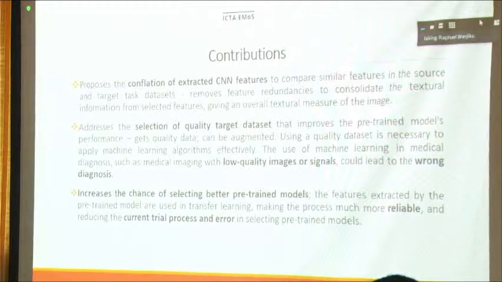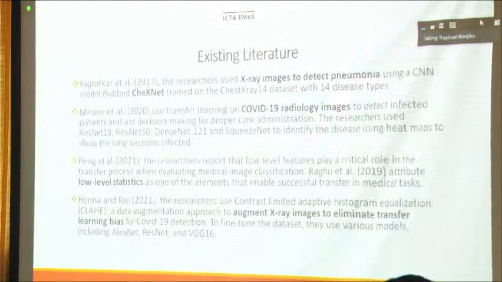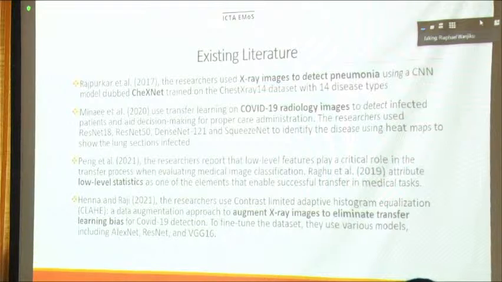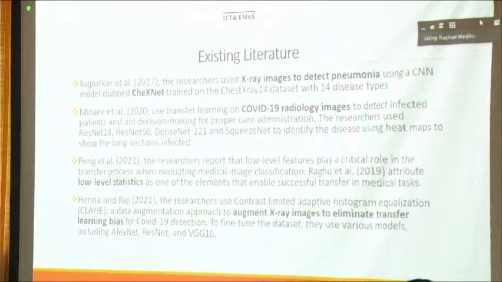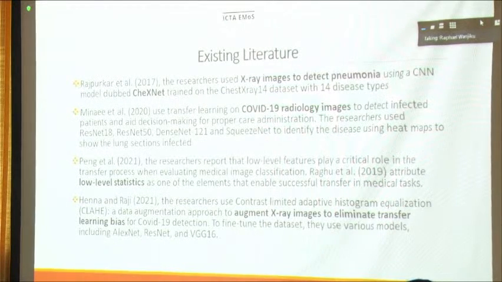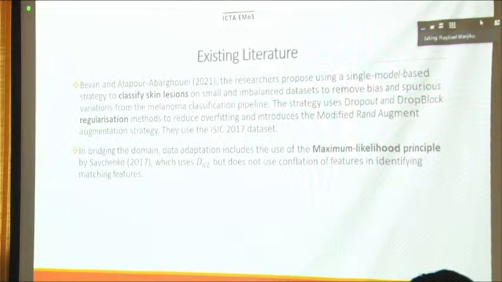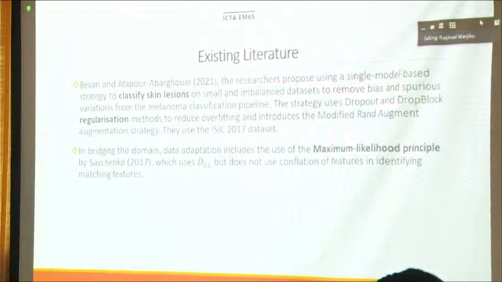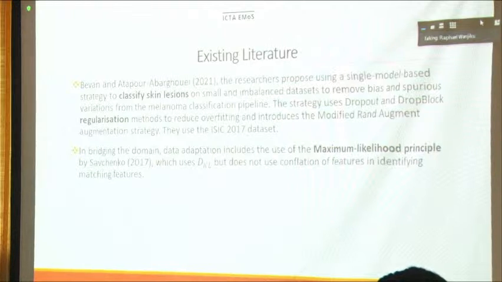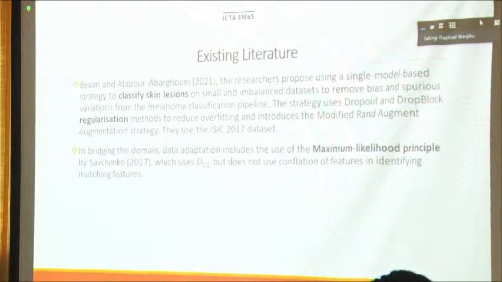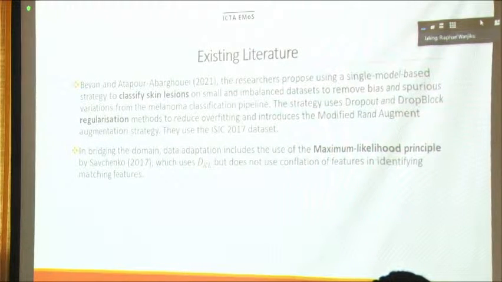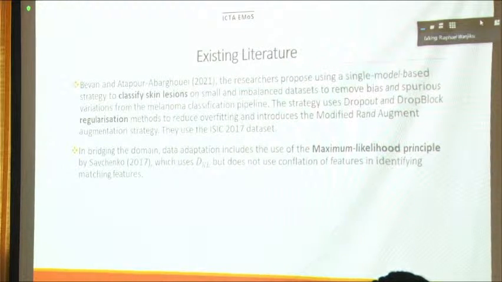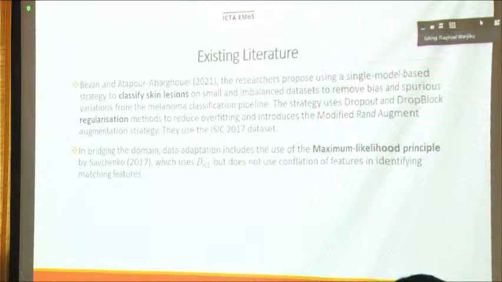So in terms of existing literature, transfer learning is used in X-ray images to detect pneumonia, in COVID, as well as in histopathology, in melanoma, classifying of lesions, and even some more work has been done looking at measures that can actually be used, taking the case of Shevchenko, when they use the maximum likelihood principle using Kullback-Leibler divergence.